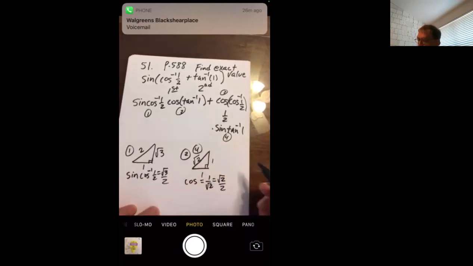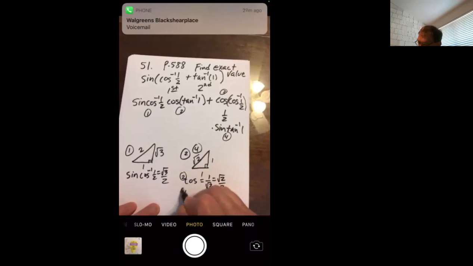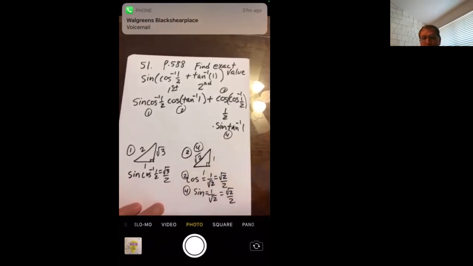See, these are circle values. Piece 2 and piece 4. Your sine is the same thing. 1 over square root of 2, sine equals 1 over root 2, which is equal to square root of 2 over 2.